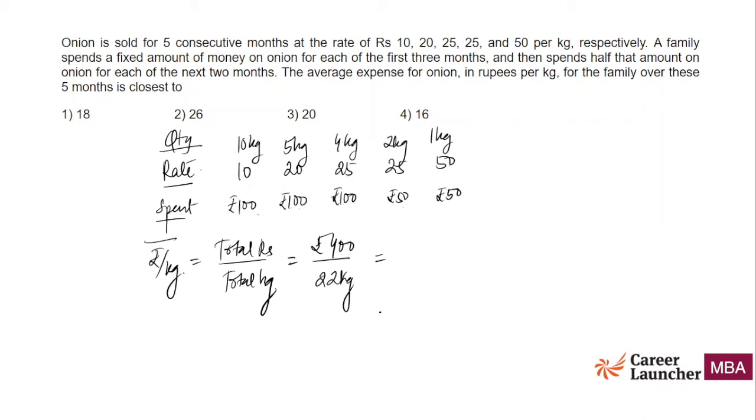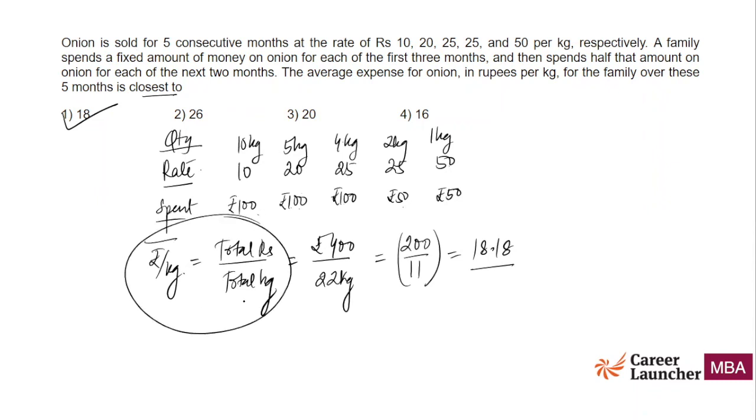400 by 22, we can get rid of 2 here. So we will have 200 upon 11. Now 200 upon 11 is 18.18. So we have to figure out over these closest two. So the closest value is 18, the first option. Again, not a very difficult one. The trick was here, if you can figure out what you had to do. That's how you calculate price, right? Average price, total amount spent divided by total quantity bought. Same thing.